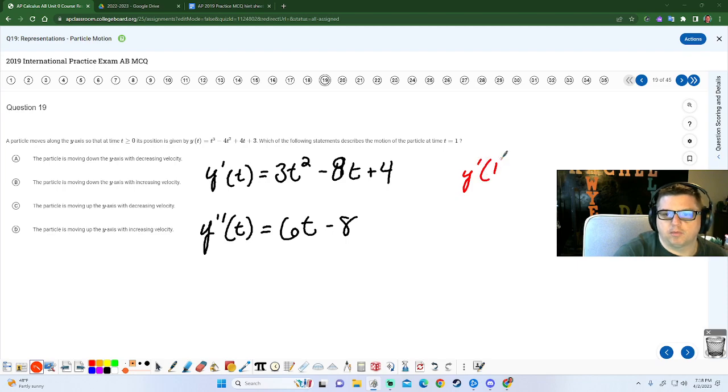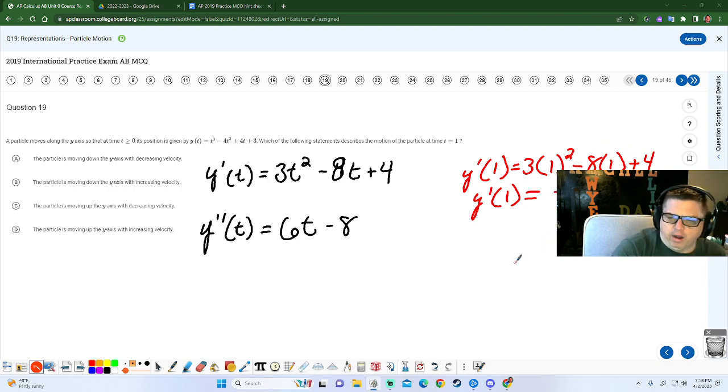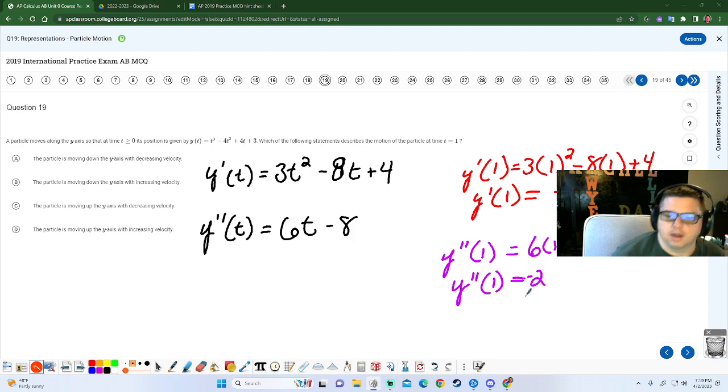y prime of 1 equals 3 times 1 squared minus 8 times 1 plus 4. So right here, 1 squared is 1, 3 times 1 is 3, minus 8 times 1 is 8, plus 4. So that will be negative 1. So that means it is decreasing. Then we're going to go to y double prime, plug in our 1 as well, and do 6 times 1, take away 8. And then y double prime at 1 equals negative 2.